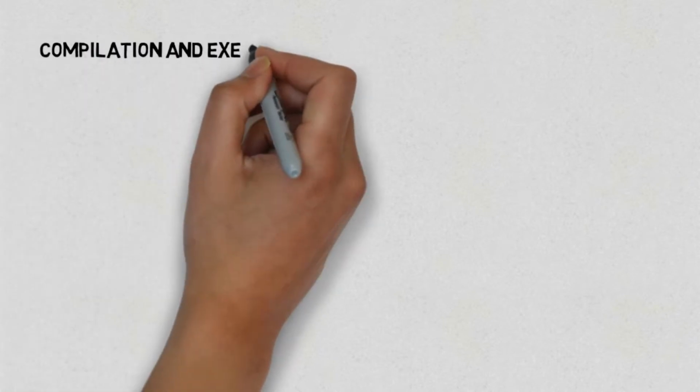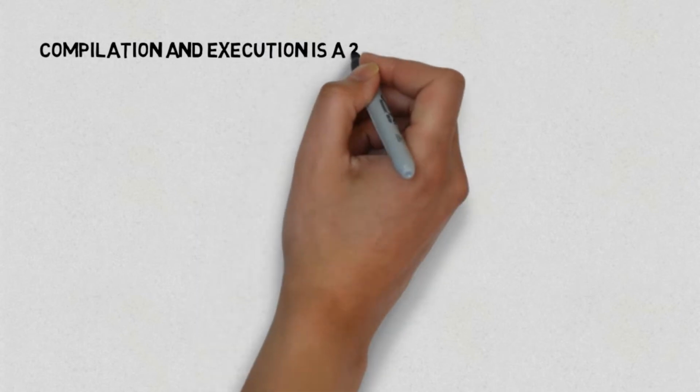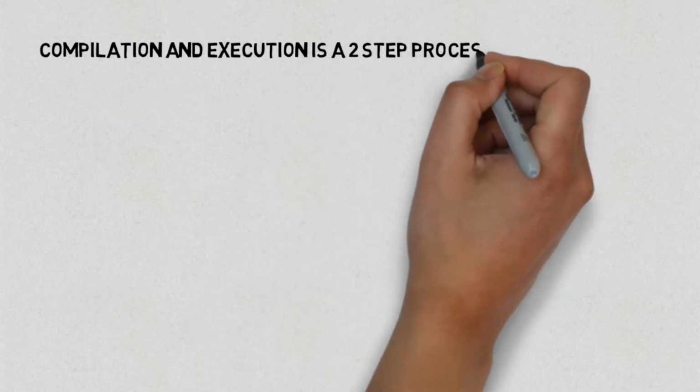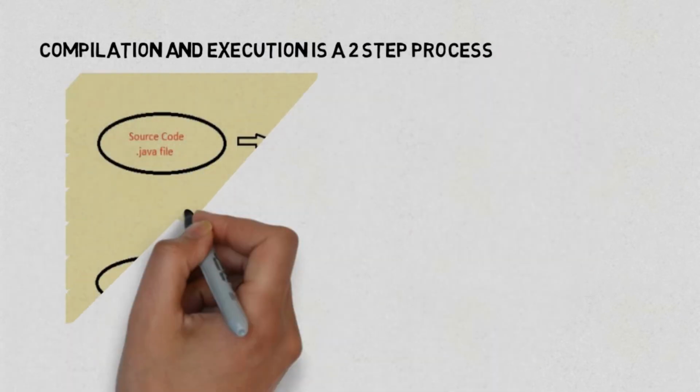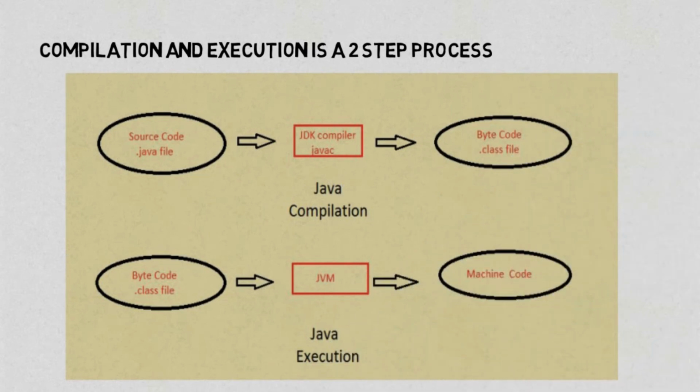So, the compilation and execution of a Java program is a two-step process. In the first step, the source code, which is in a .java file, is converted into the bytecode. The format of bytecode is a .class file. It is done by the JDK compiler. In the second step, the bytecode which is in the .class file is converted into the machine code of the underlying operating system. It is done by JVM.